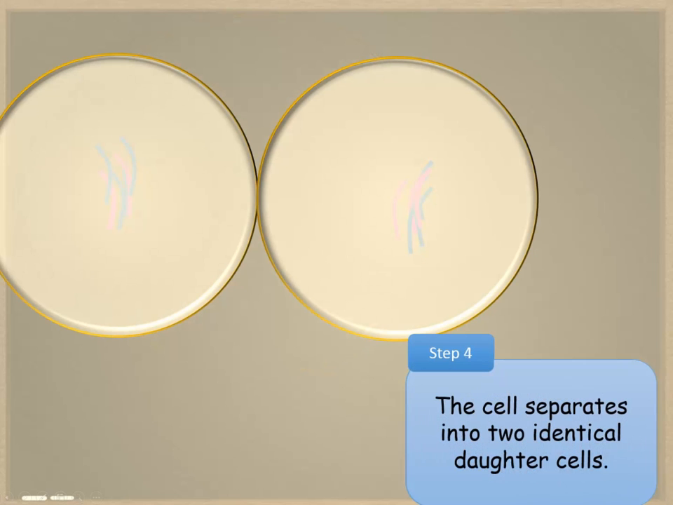So you now have effectively two nuclei inside the cell. The last step of the process is the cell is going to completely separate. You'll get two identical daughter cells made with exact copies of the chromosomes in each cell. So genetically identical, exactly the same cells that just replicated themselves.